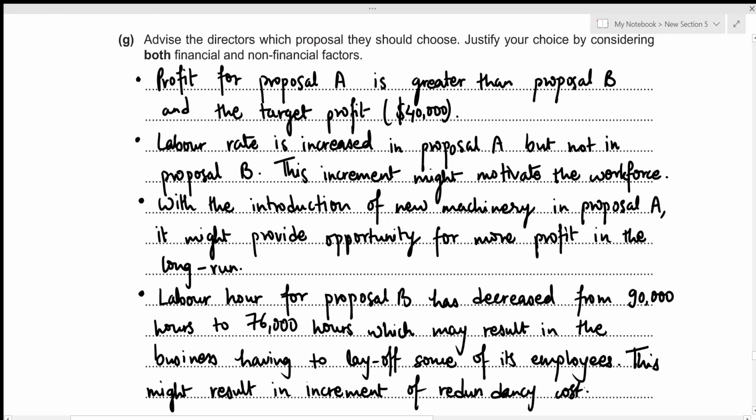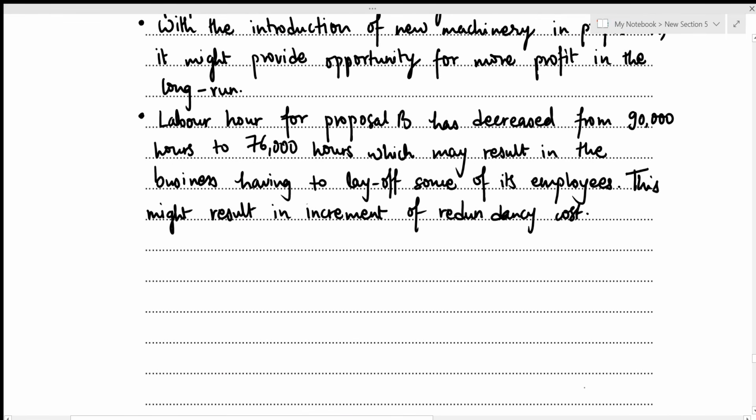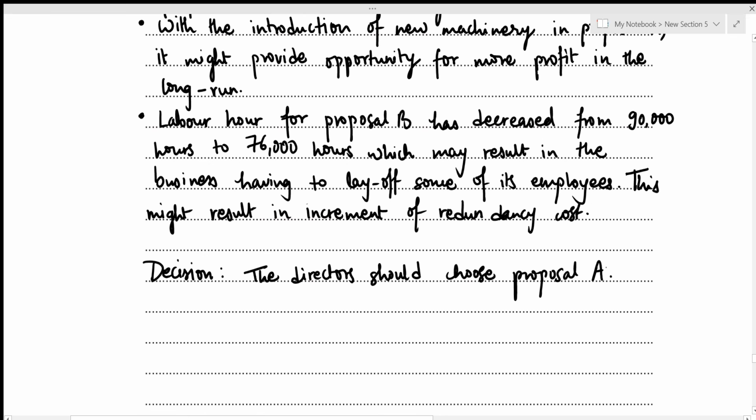All right, so considering these 4 points, we can definitely make a proper decision. So we've listed the points favoring proposal A. So our decision is also going to be choosing proposal A. The directors should choose proposal A. All right, this concludes the 7th part and also this question.